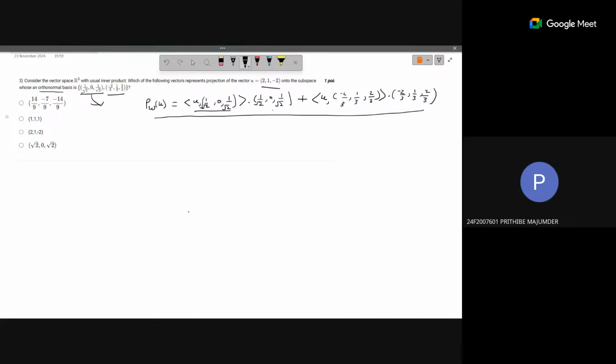Yes, sir. So suppose if it is not an orthonormal basis, then which additional step would we be adding here? If it is not an orthonormal basis, I mean the norm is not one for the vectors.